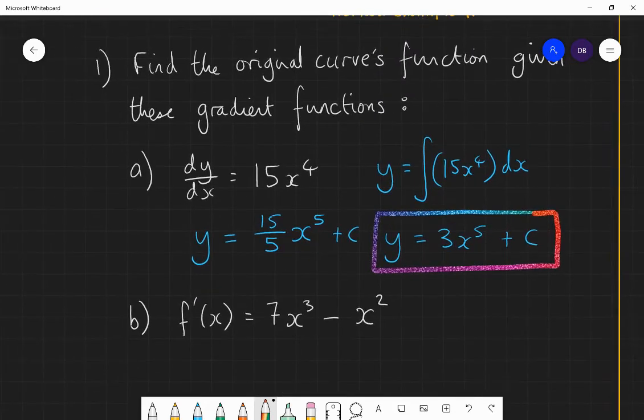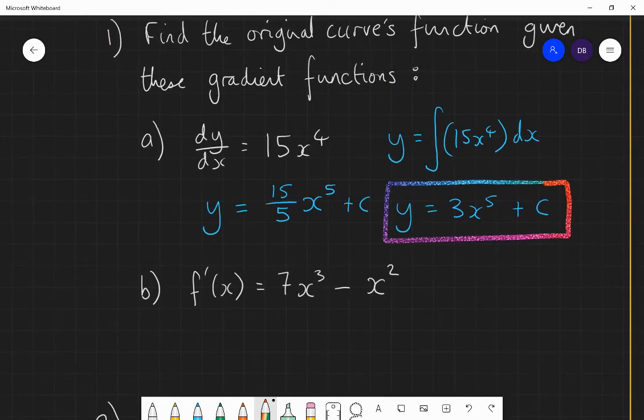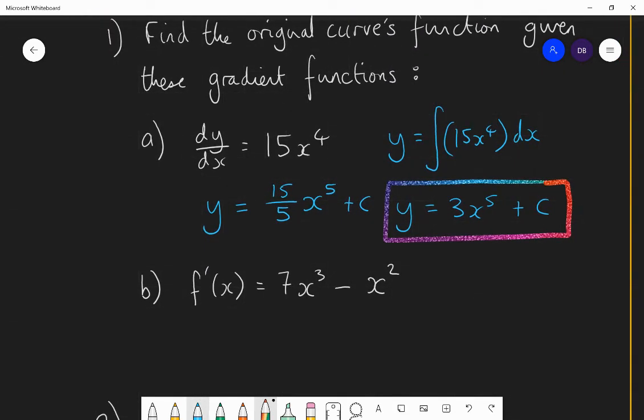Next one. So if I have the gradient function f dash x is 7x cubed minus x squared, remember they could either use dy by dx for the gradient function, or they could state f dash x. Those mean the same thing. So to find f of x, I need to integrate 7x cubed minus x squared.